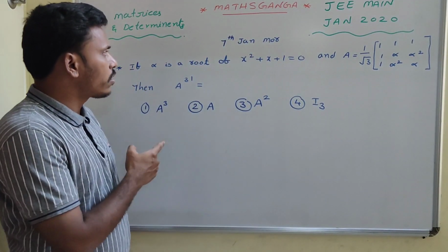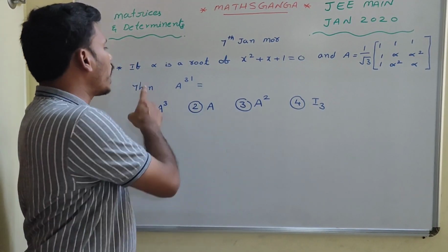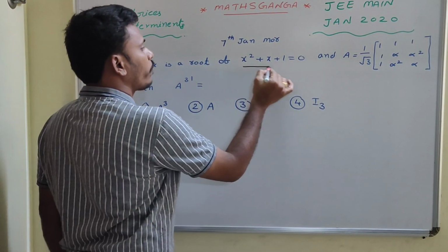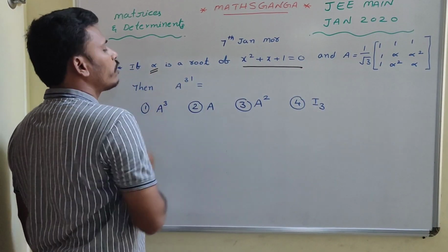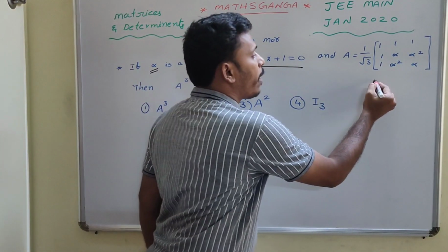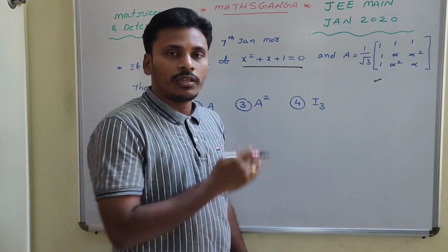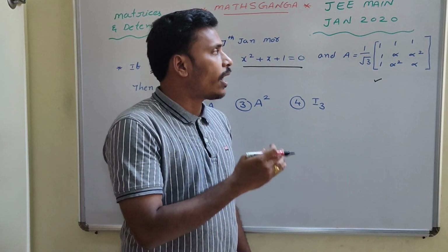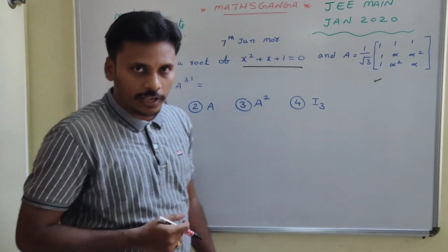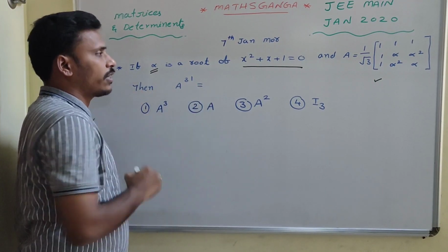This was asked in the 7th January morning session. The question is: alpha is a root of x square plus x plus 1 equals 0. Alpha is a number which is the root of this equation, and a matrix A is given like this: A equals 1 by root 3 times the matrix with rows 1, 1, 1; 1, alpha, alpha square; 1, alpha square, alpha. That is the matrix A, and they ask us to calculate A power 31.